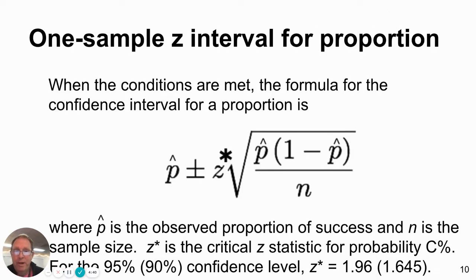When those conditions are met, the formula for a confidence interval for a proportion is given by that equation right there. P hat is the observed proportion of success, and n is the sample size. Z star is the critical Z for the confidence level that we are looking for. For the 95% confidence level, Z star is 1.96.